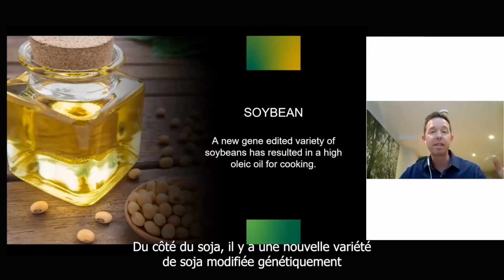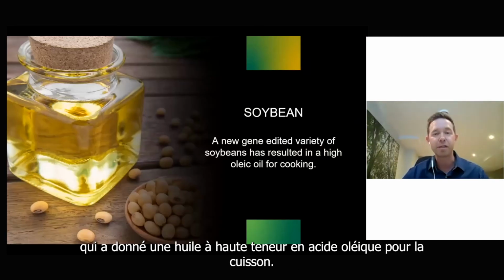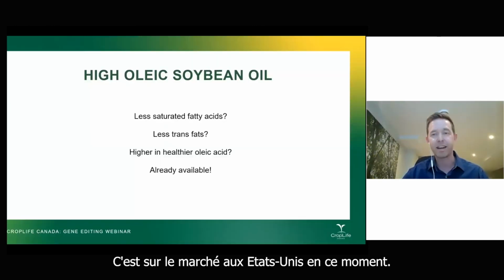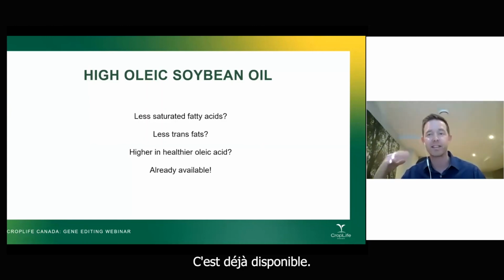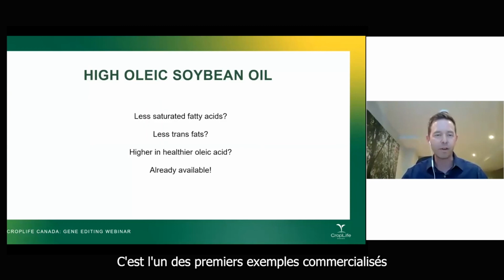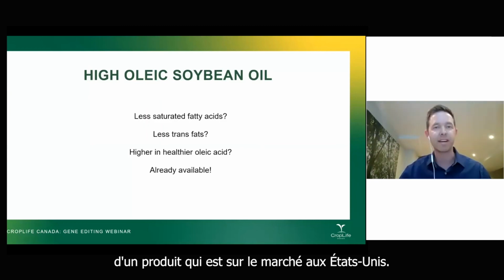On the soybean side, there's a new gene edited variety of soybeans that resulted in a high oleic oil for cooking. This is on the market in the States right now. Less saturated fatty acids, less trans fats, higher healthy oleic acid. It's already available. It's one of the first commercialized examples of a product that's on the marketplace in the US.